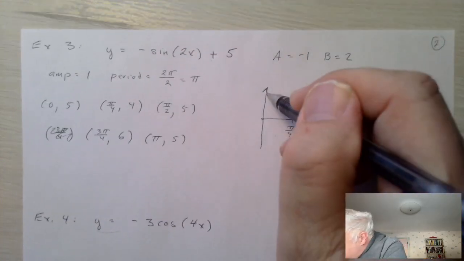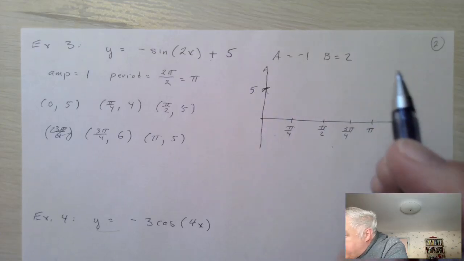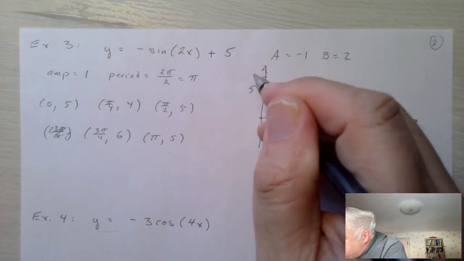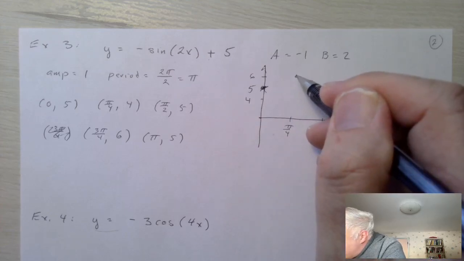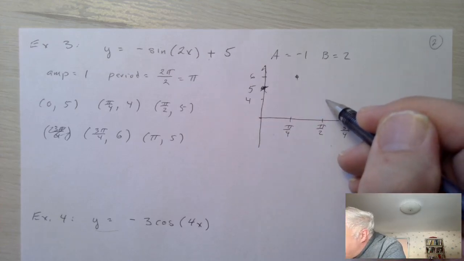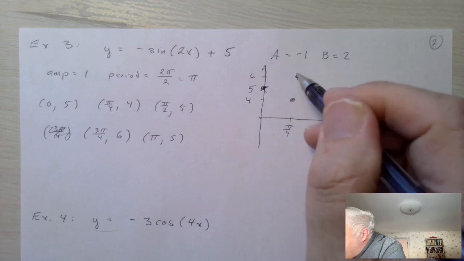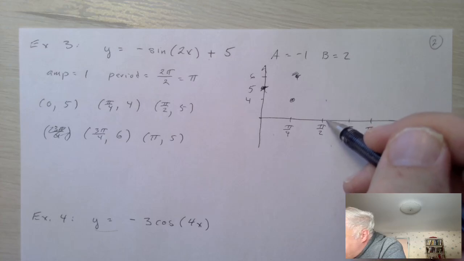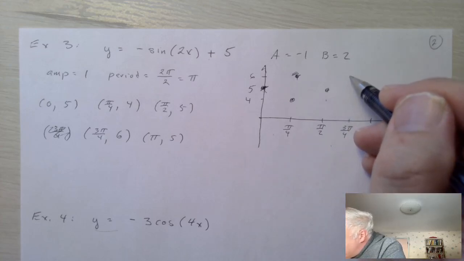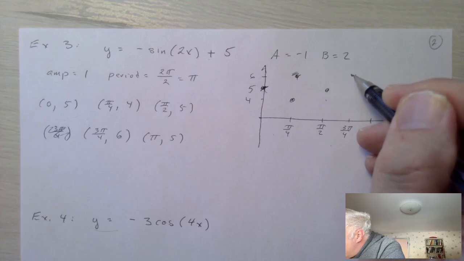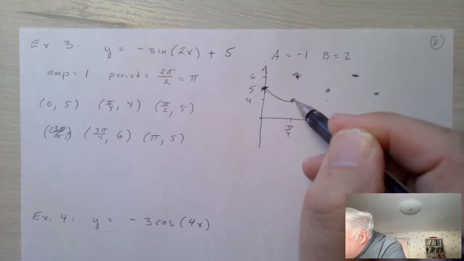Okay, so actually we want to go all the way up here, we'll make this 5. And so here's 5, and here's 6, and here's 4. I'm sorry, it should be down here, we'll ignore that. Pi over 2 is 5. 3 pi over 4 is 6. And pi is 5 again. Okay, so our graph is going to look like this.